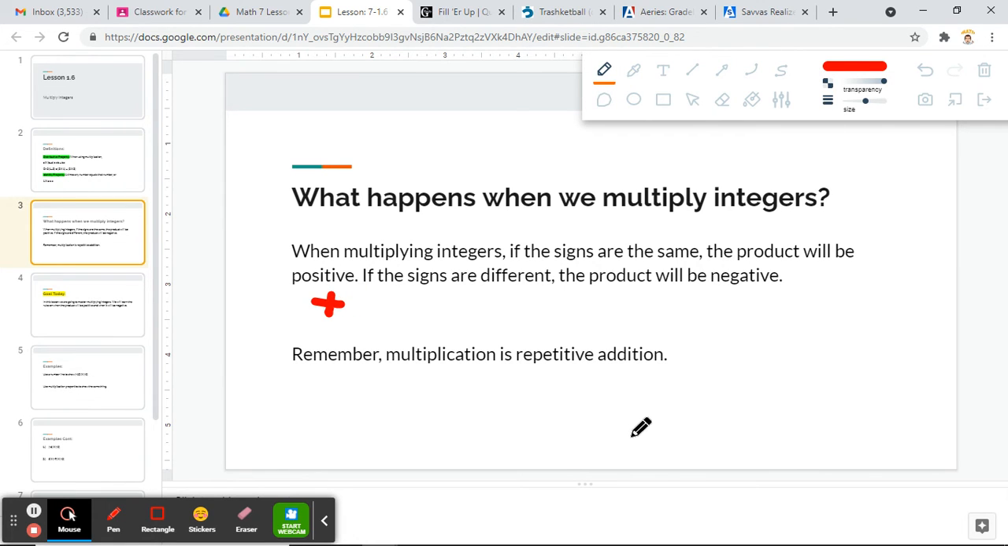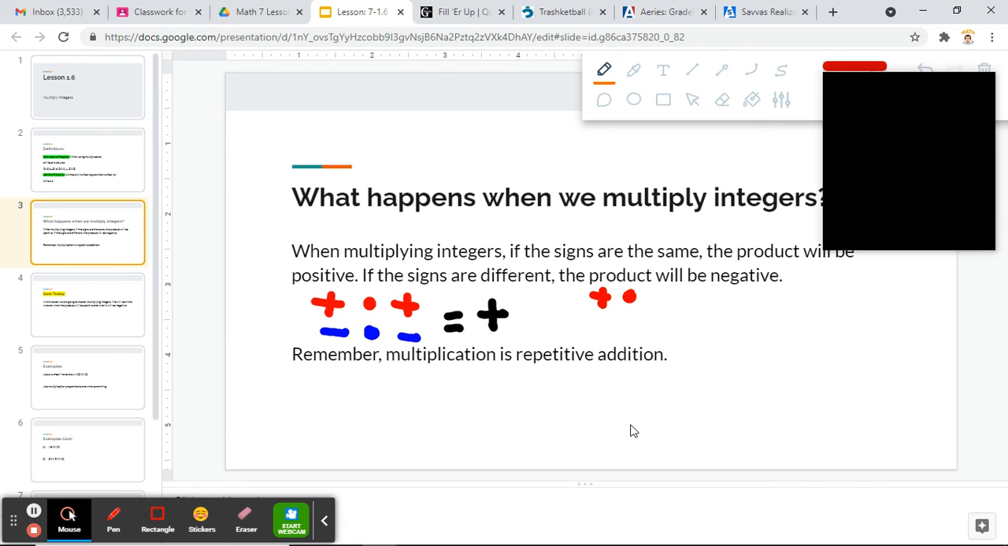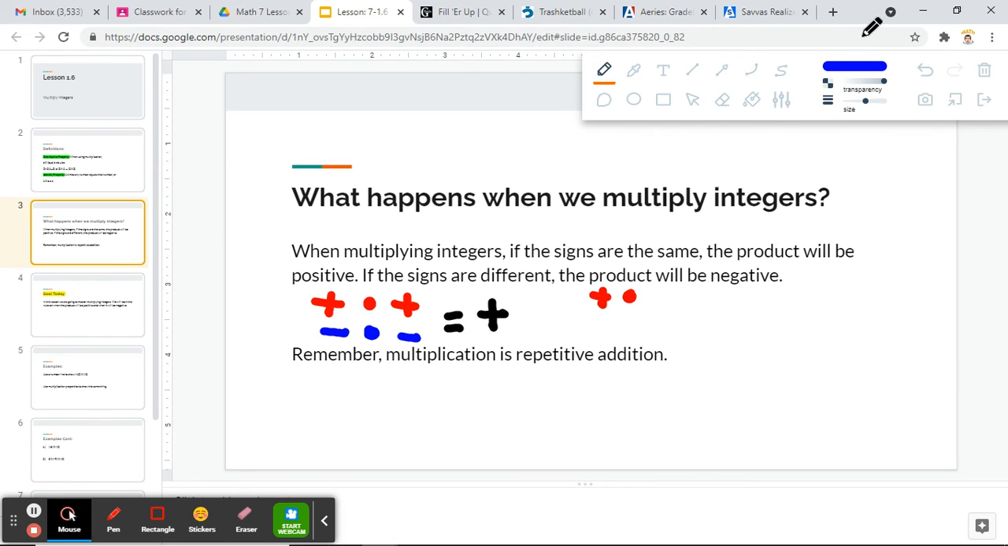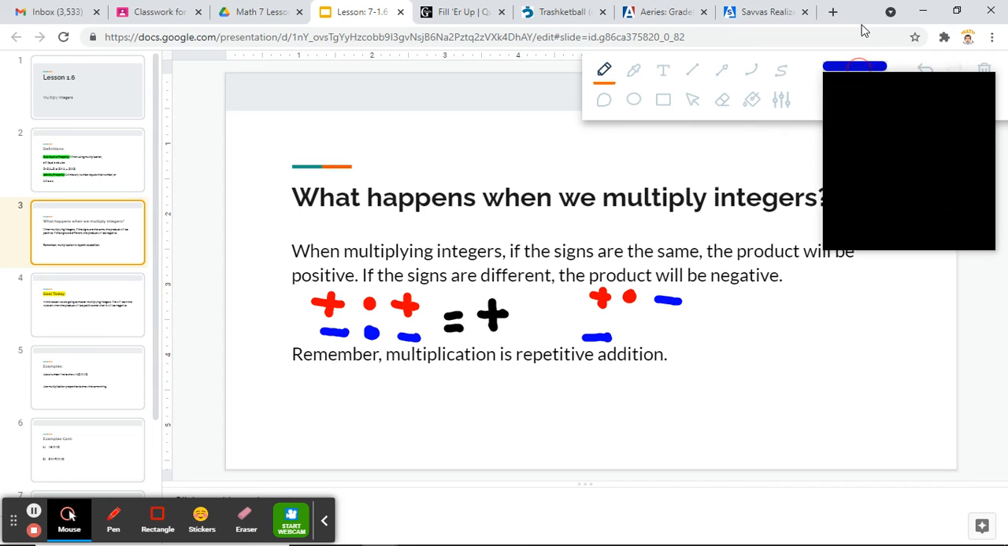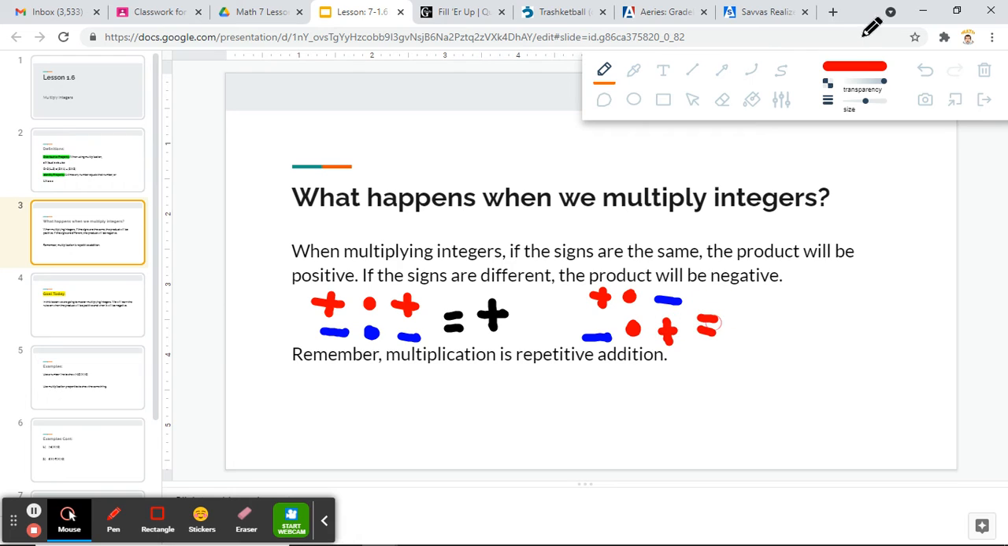So if I have, for example, a positive times a positive, or a negative times a negative, this will give me, in the end, a positive value. But if I have a positive times a negative, or a negative times a positive, then this will give me a negative value. So if my signs are the same, i.e. two positives or two negatives, we're going to get a positive number. But if our signs are different, i.e. one of each, we're going to get a negative number.